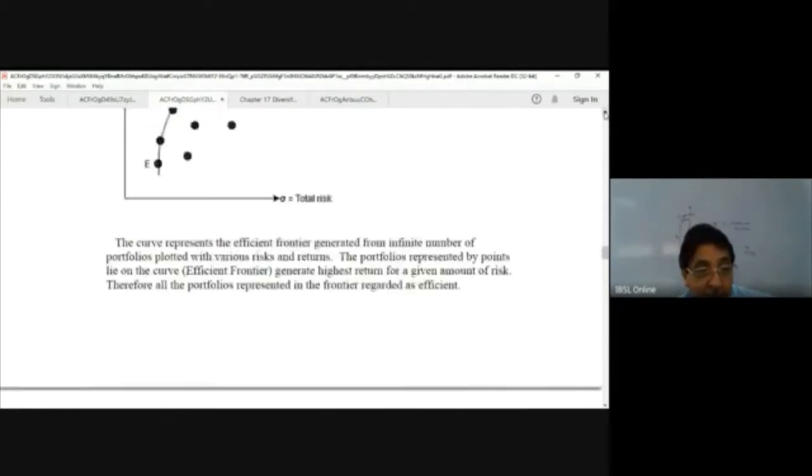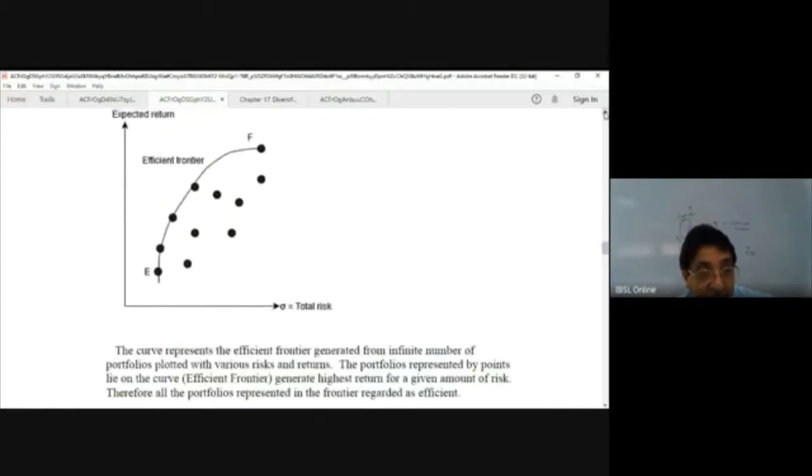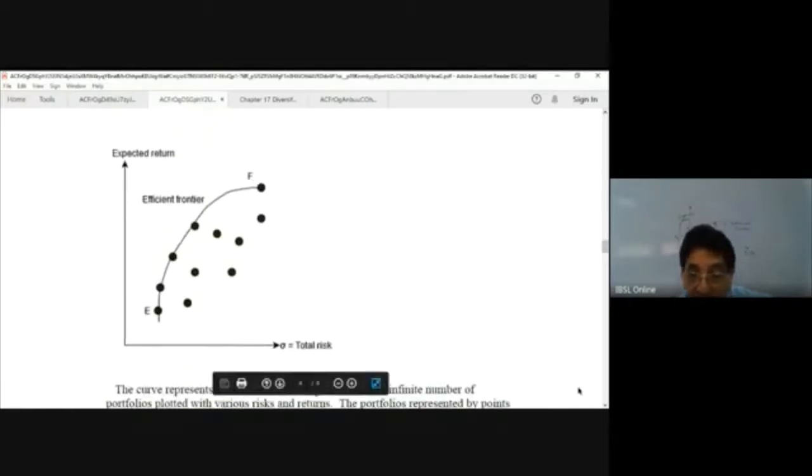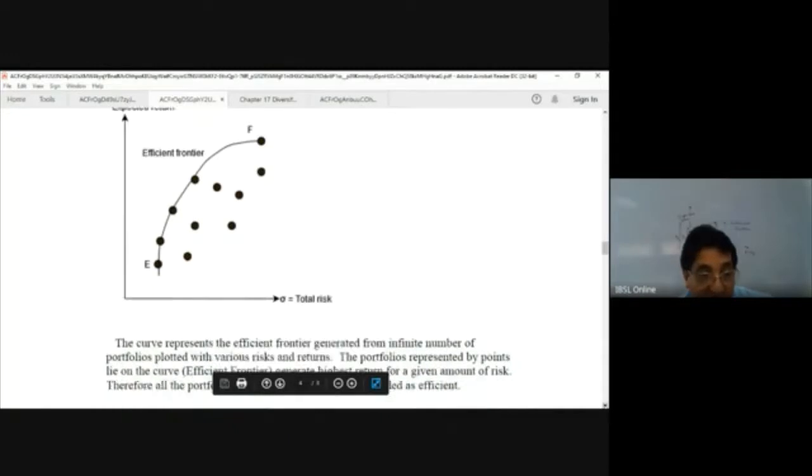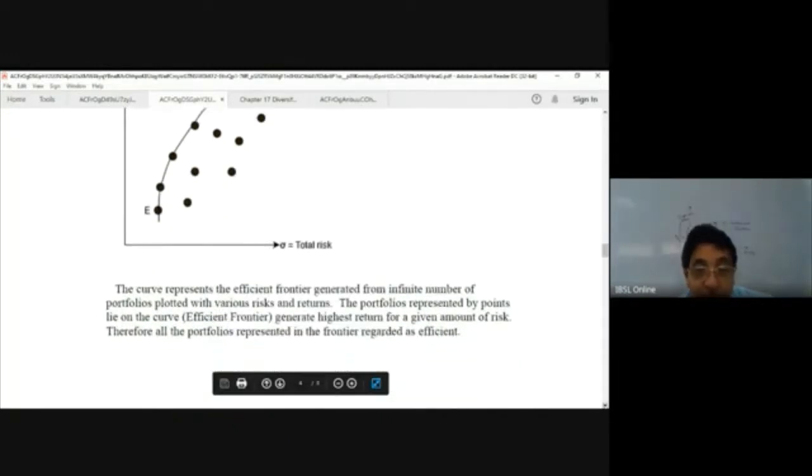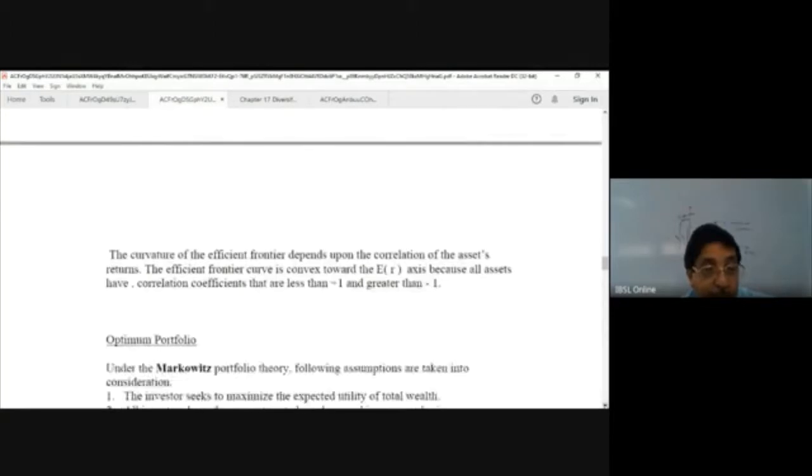Anyway, we couldn't really follow all these things last time. Now this particular concept we have already discussed. Now just follow this. The curvature of the efficient frontier depends upon the correlation of the assets returns. The efficient frontier curve is convex toward the ER axis because all assets have correlation coefficients that are less than +1 and greater than -1.